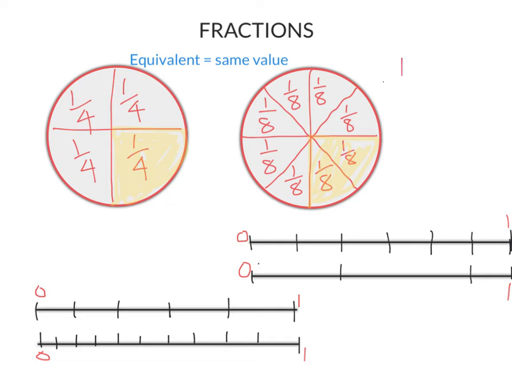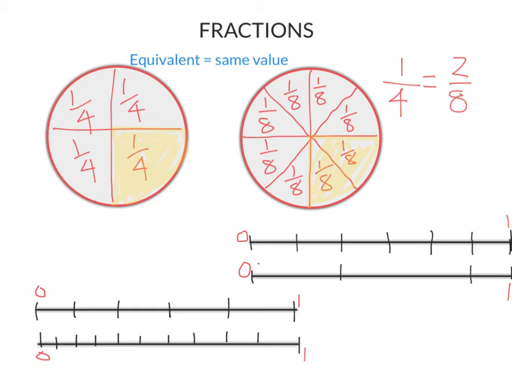So these two sections in yellow are equal. They're the same amount. 1/4 is the same as 2/8. We call those equivalent fractions. These two here have the same value. They're both equal to 0.25. If you got 1/4 of the pizza, you get exactly the same amount as if you got 2/8 of the pizza. These are equivalent. They're the same value, but they're just written a different way.